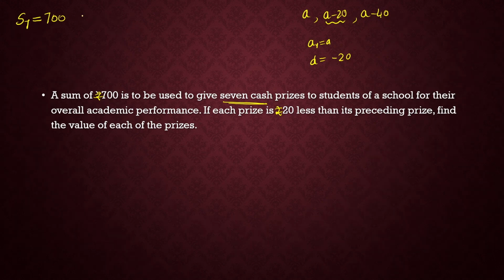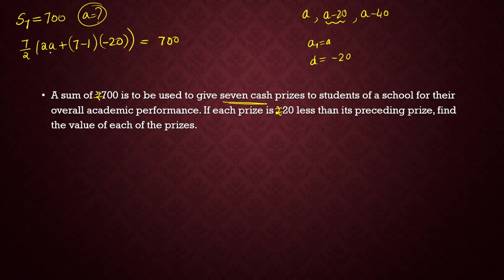So from this question you need to find out the value of a. How will you find out? So S7 can be written as 7 by 2 into 2a plus n minus 1 into d. The value of d is how much? Minus 20. S7 is equal to how much? 700. So this becomes 2a plus 7 minus 1 is 6, 6 into minus 20 is minus 120, is equal to 700.